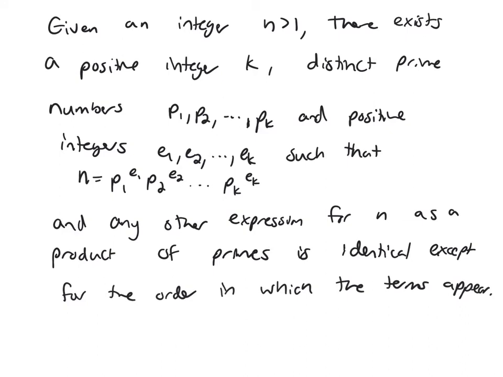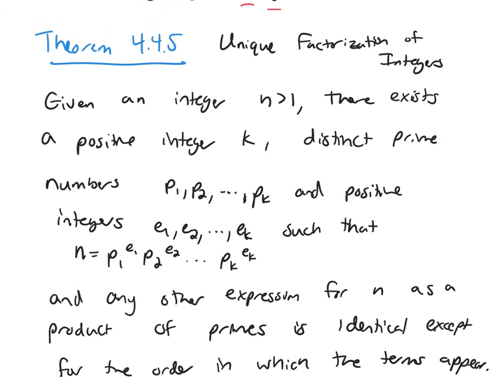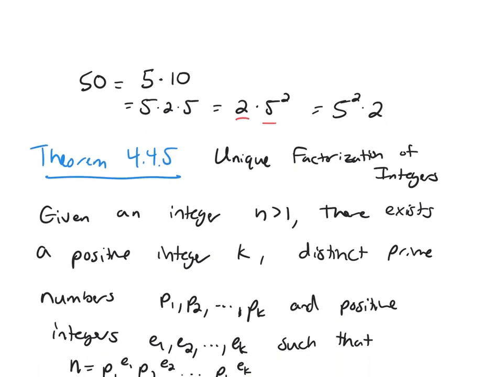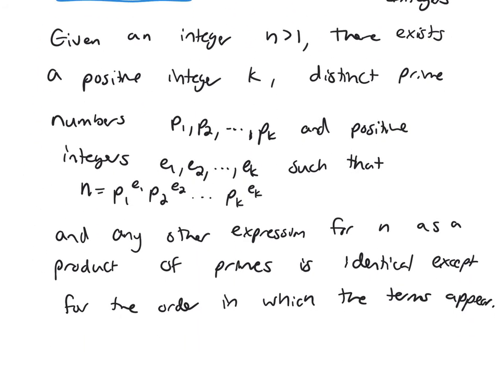So this is just saying that when you factor it into primes, remember multiplication is commutative, so you could rewrite it. So if we look back at our example up here, I could have also written this as 5 squared times 2. But it's the same prime numbers appearing, you could just write them in a different order if you want to. Okay.